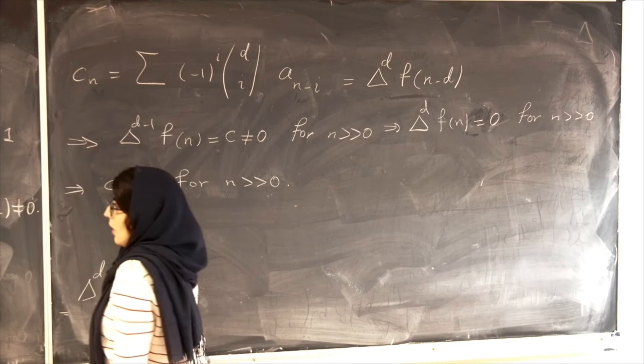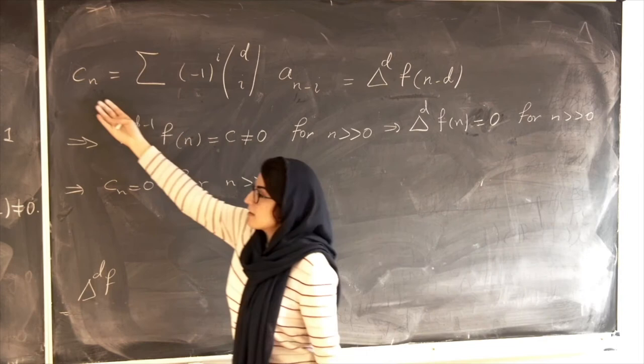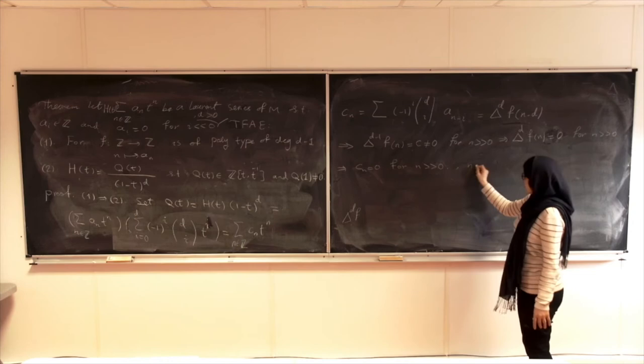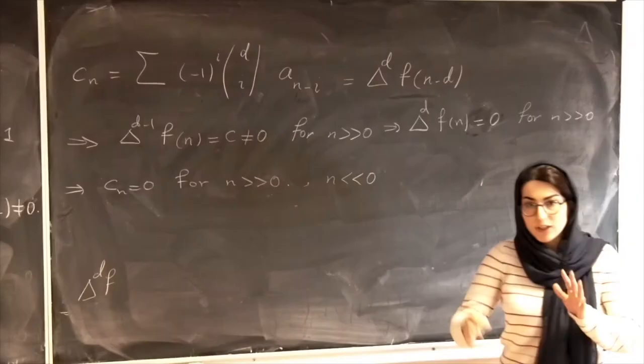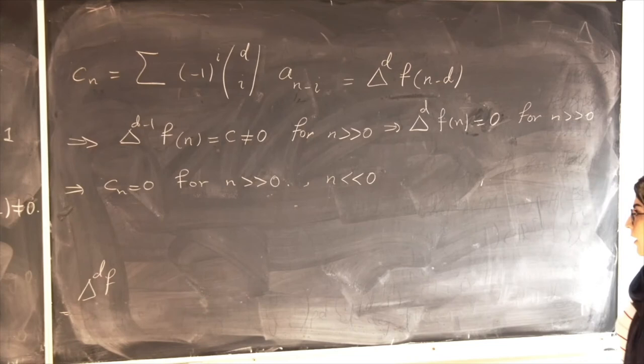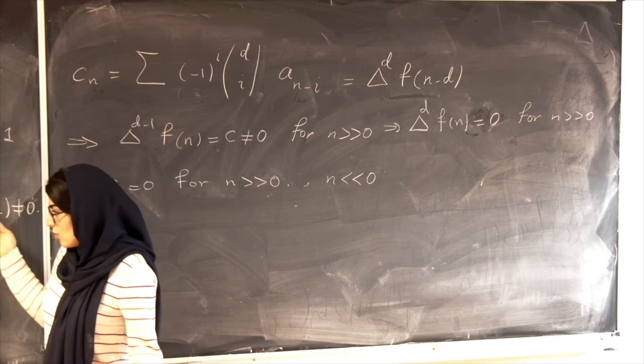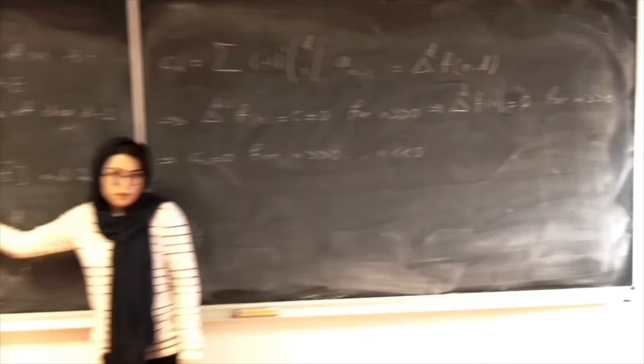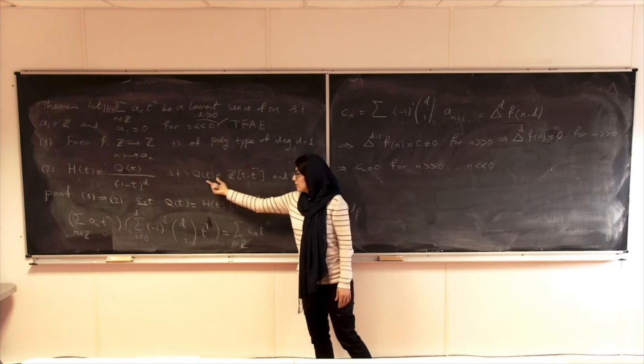Also, for small n, c_n is 0. Why? Because c_n is written in terms of the a_n's, and the a_n's from the assumption are 0 for small n. So this holds for large n and for small n. Only finitely many of these c_n's are non-zero. So what does this mean? This means that this is a polynomial, in fact, a Laurent polynomial.